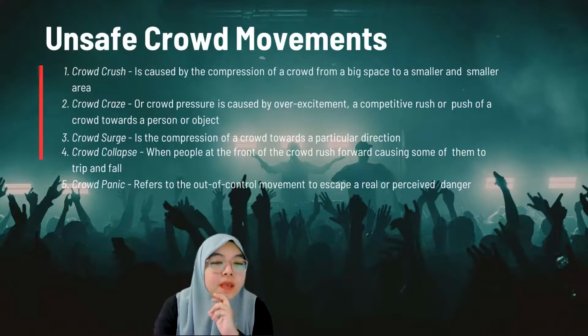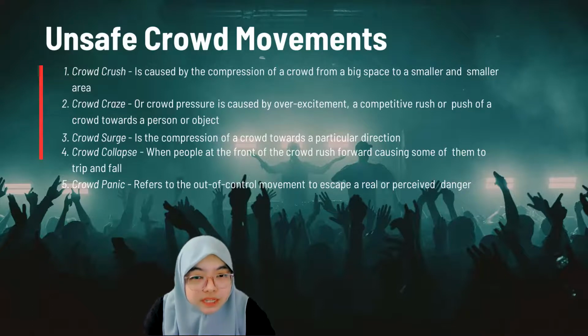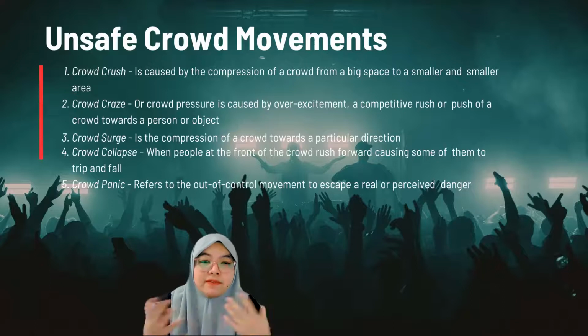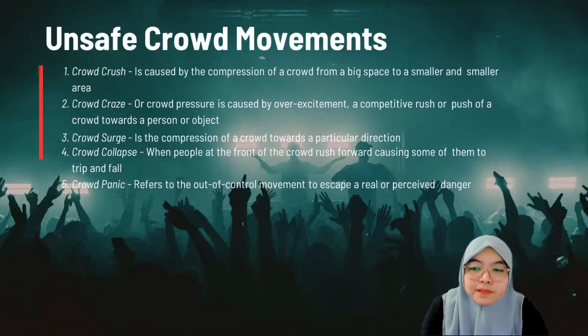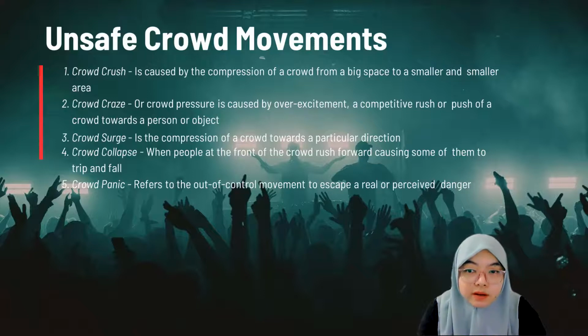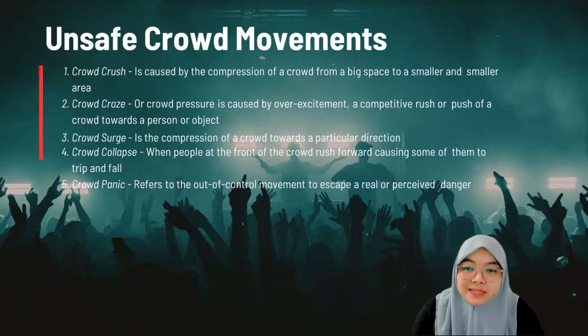Number two, we have crowd craze. So crowd craze is caused by overexcitement, a competitive rush or push of a crowd towards a person or object. It means they are at a concert, and they are too excited about their group member or their favorite artist or favorite singer. Number three, we have crowd surge, compression of a crowd towards a particular direction. Number four, crowd collapse, when people at the front of the crowd rush forward, causing some of them to trip and fall. So it will cause some accidents and some need for medical attention.